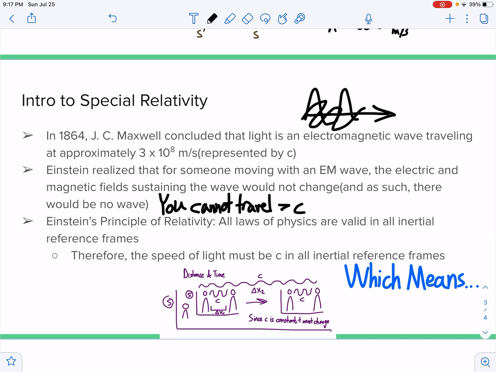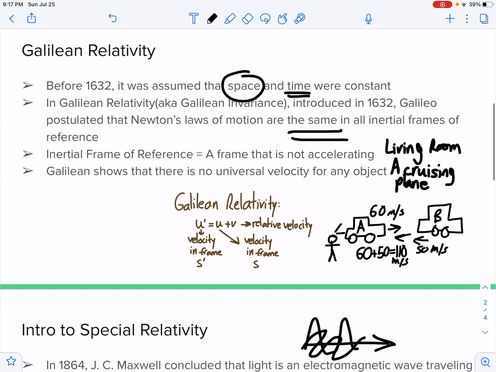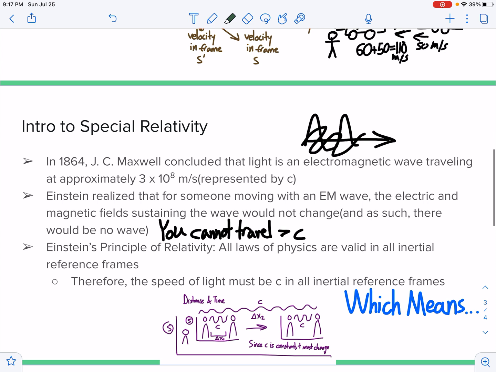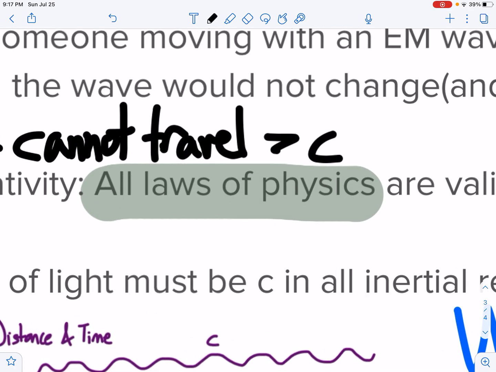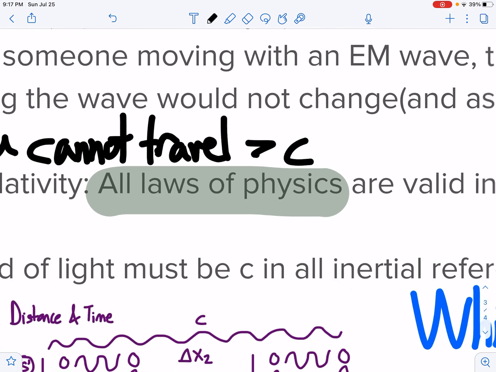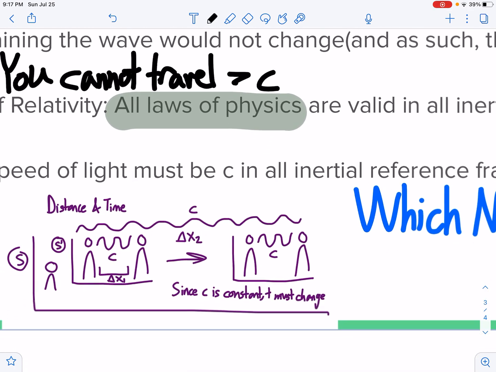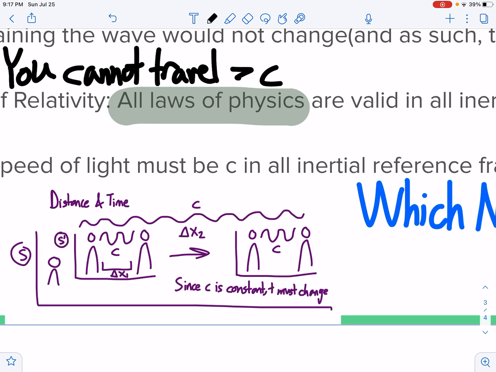So then, from this new knowledge, Einstein decided to generalize Galileo's principle of relativity. Galileo postulated that Newton's laws of motion are the same in all inertial frames of reference. Einstein took this further: all laws of physics are valid in all inertial reference frames. That means the speed of light is also valid in all reference frames, which creates one of the biggest discoveries in the history of physics.